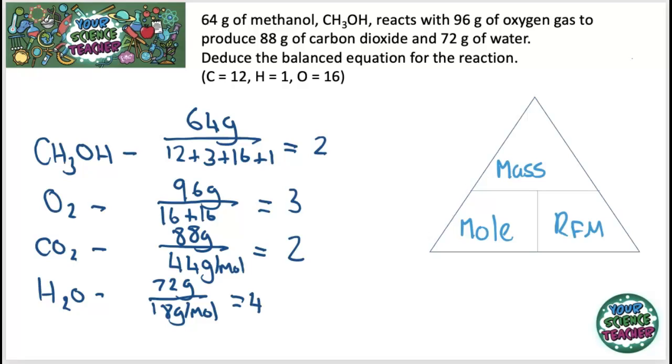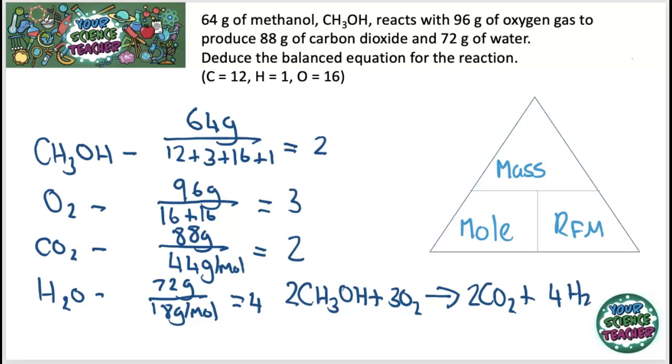So now I'm in a position to do my balanced symbol equation. So I'm going to write 2CH3OH plus 3O2, then an arrow. It's going to be 2CO2 plus 4H2O.